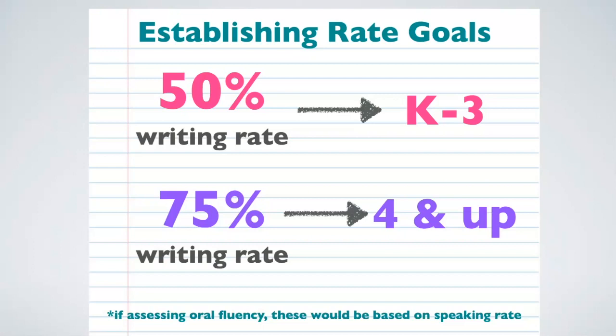Note, if you are evaluating knowledge orally instead of in writing, like with flashcards, you would first need to determine speaking rate, like how fast they can read numbers, rather than their writing rate, how fast they can write numbers. This would help you determine adequate rate goals. Remember, speaking rate for most students is typically faster than their writing rate.